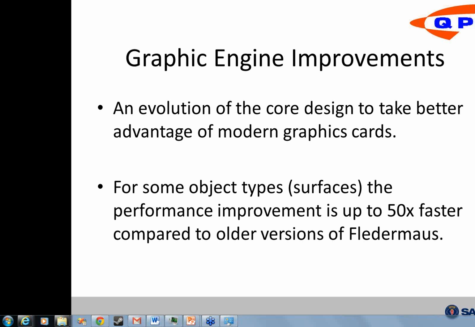But it does take some time for us to rewrite our software and to optimize our rendering to take advantage of that. And this is what we've started to do, and we're rolling that out in these new releases. With this new release that does take advantage of the new capabilities, for some object types, and one of the primary ones is surfaces, the improvements are quite large. We have up to a 50 times improvement compared to older versions of Fledermaus.